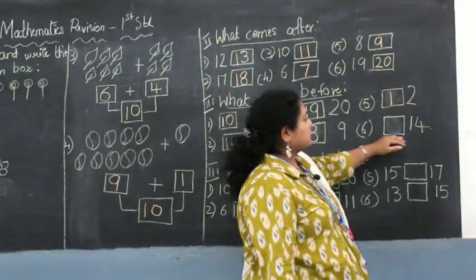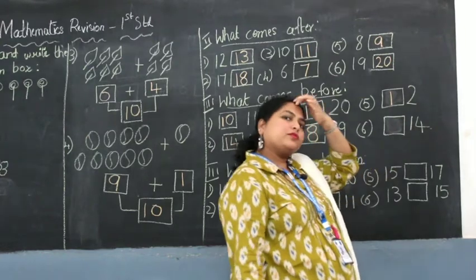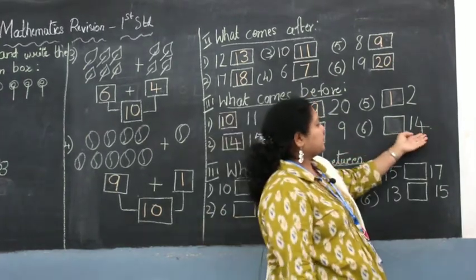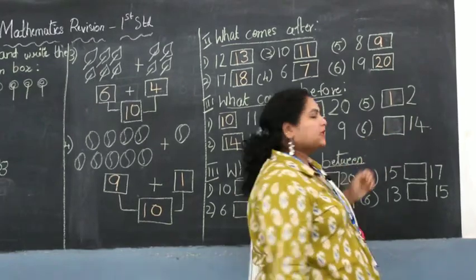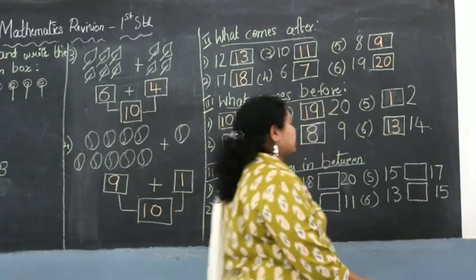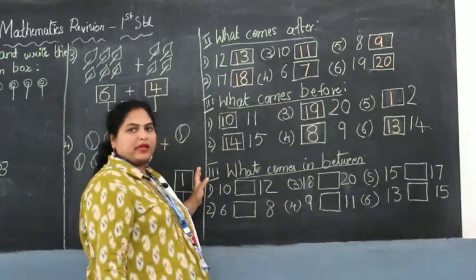And the next one, dash 14. So what comes before 14? 11, 12, 13, 14. So what did you say before 14? 13. 1 and 3, 13. So let's go to the next main.